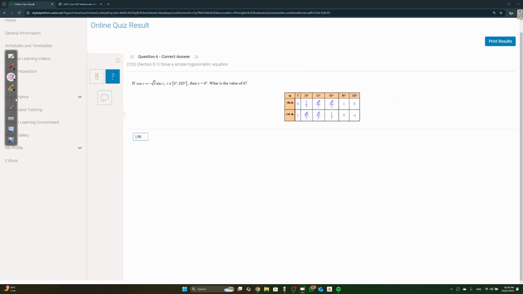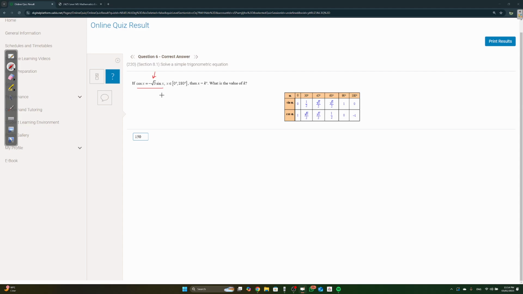Question 6. If cosine x is equal to negative root 3 sine x, where x belongs to 0 and 180, then x is equal to k degrees. What's the value of k? Okay. For this one, I started thinking, what's the easiest way to show you? Obviously there's a way you can solve it on your calculator. But I solved it many ways on the paper. I'm gonna show you what I think is the best way if you don't have a calculator, okay?